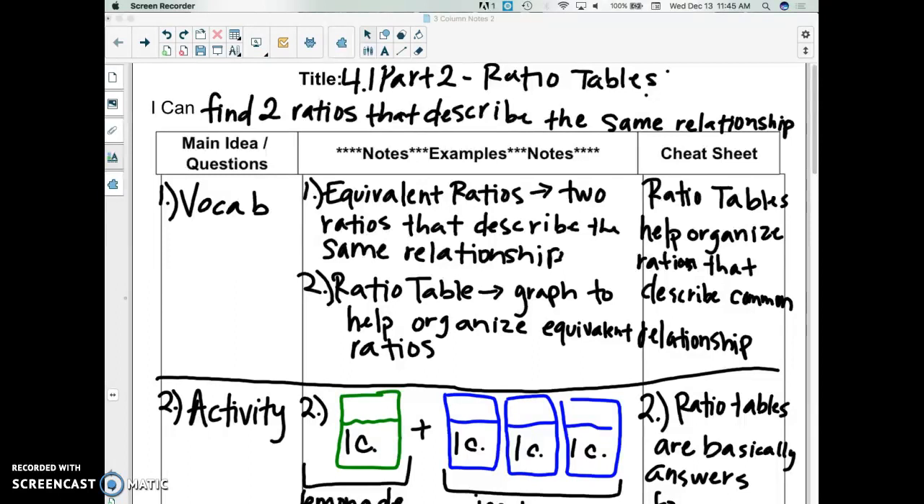Thank you, Abhijit. We are working with ratio tables today. Equivalent ratios are what material? Kirti, sorry.